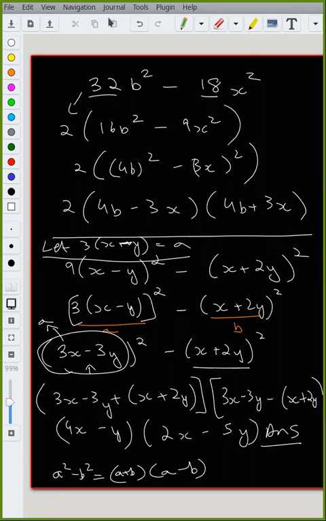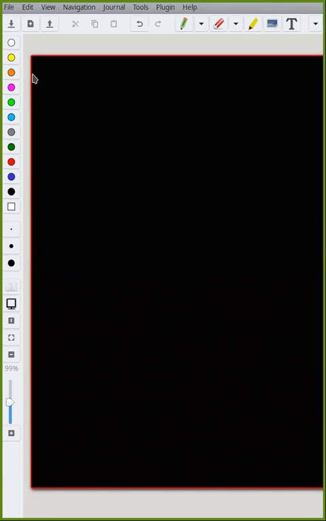Okay, do another one. 16 a to the power of 4 minus b to the power of 4. Do this one. Quickly, 2 minutes only for this. I'm not giving you a lot of time.